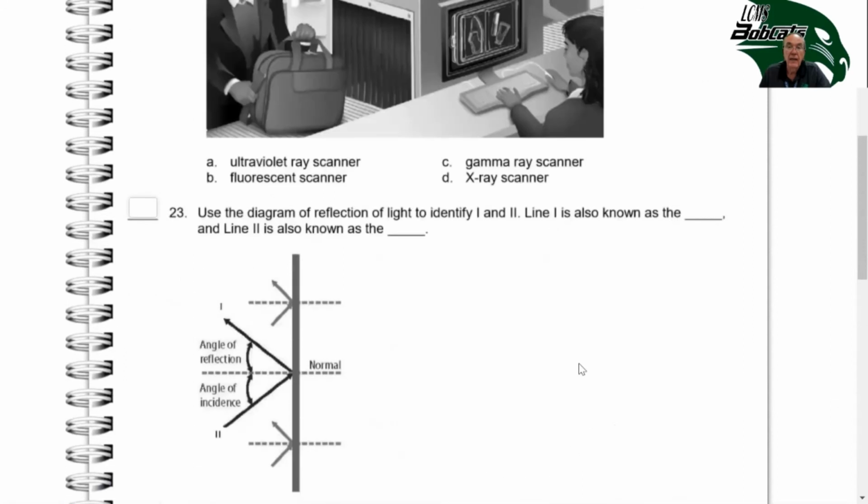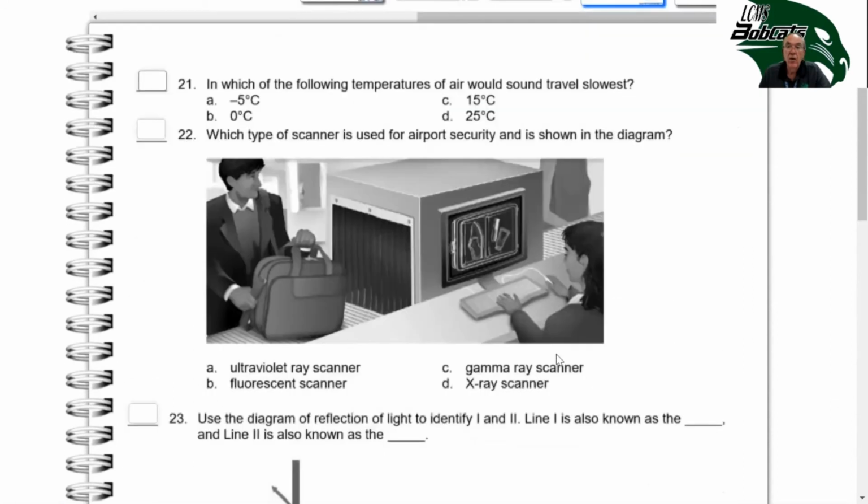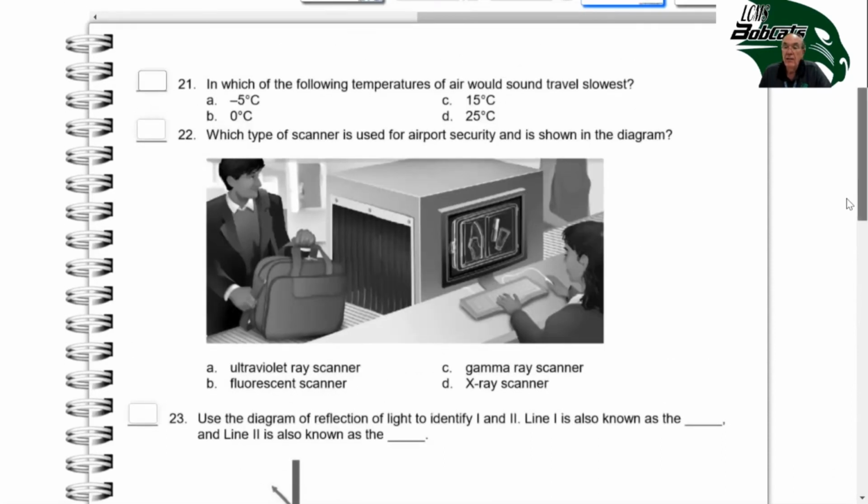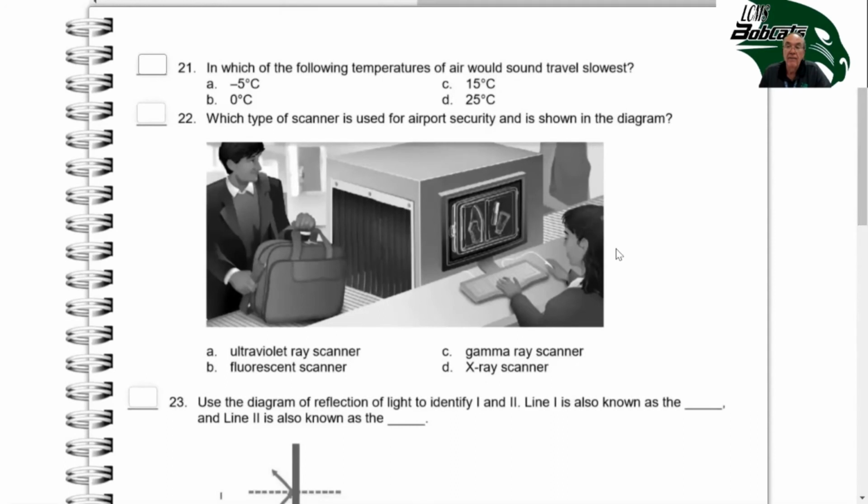All right, page 3 of the study guide. Which of the following temperatures would sound travel the slowest in? One of the first exercises in this unit was you graph the speed of sound. Sound travels faster as the temperature increases, so it would be the lowest temperature, which would be -5.